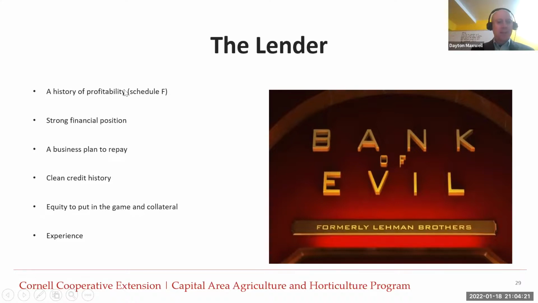The lender wants a history of profitability and a strong financial position. If you have none of those, if you're brand new, they really would like a really nice business plan and clean credit history. They'd like you to have some skin in the game, okay? Like you to put some equity in, and also demonstrated experience.